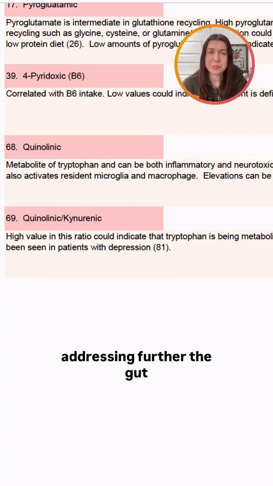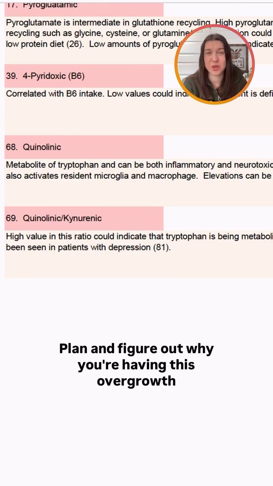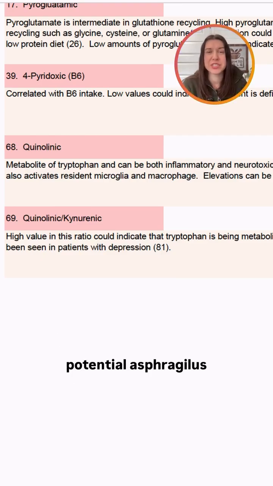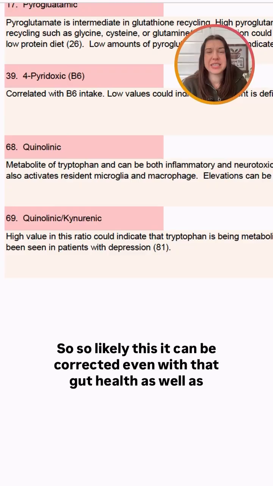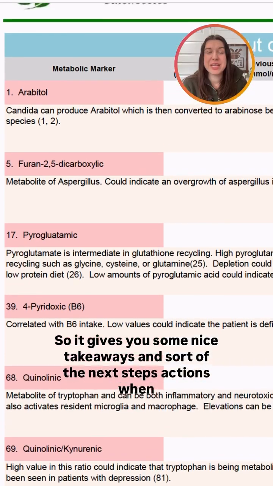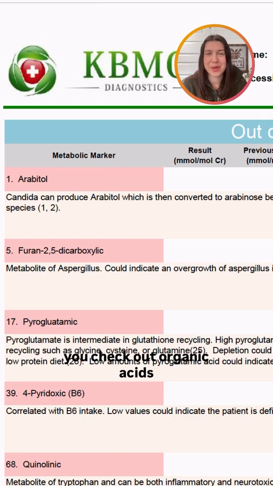And then also addressing further the gut. So now we're stepping back and saying, okay, we need to go back to that gut plan and figure out why you're having this overgrowth. Is it just candida, or is there something contributing also with a potential aspergillus? So likely it can be corrected even with that gut health as well as the B6. So it gives you some nice takeaways and sort of the next steps, actions when you check out organic acids.